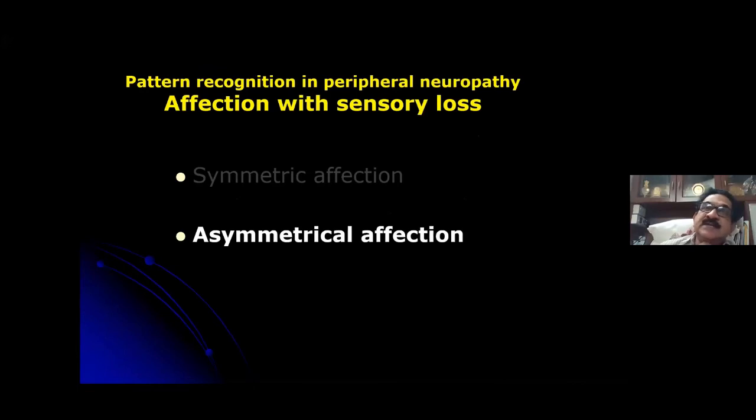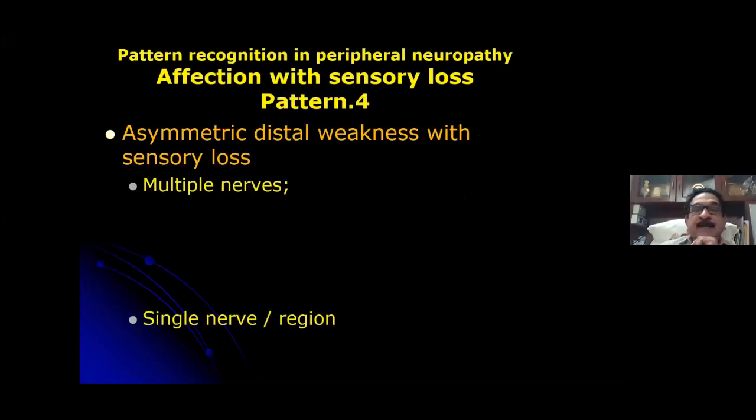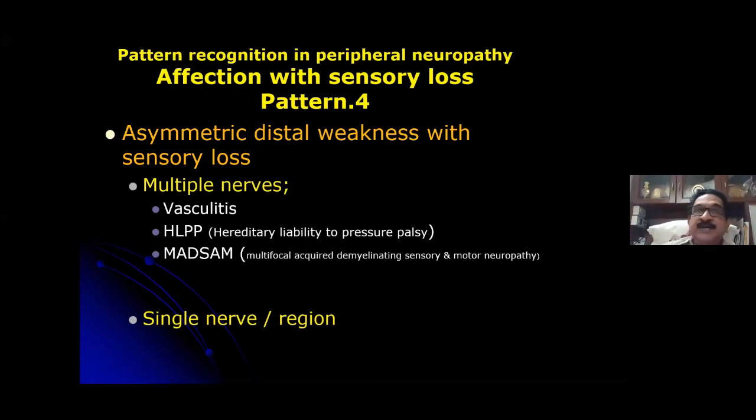If you find the sensory loss is asymmetrical, so far we talked about the three patterns of symmetrical. We are talking about asymmetrical sensory involvement. Obviously, it cannot be symmetrical, with multiple nerves affected. There, the etiology could be vasculitis, which does not produce symmetrical involvement, hereditary liability to pressure palsy, and one variety of demyelinating neuropathy, just like mononeuritis multiplex. And infections like leprosy, Lyme, sarcoid, and HIV.